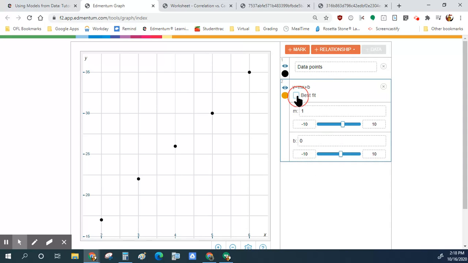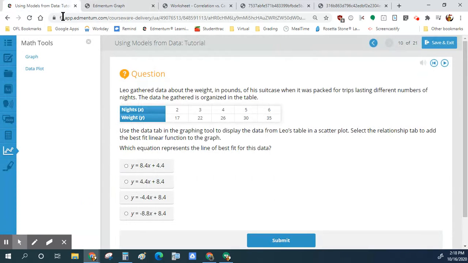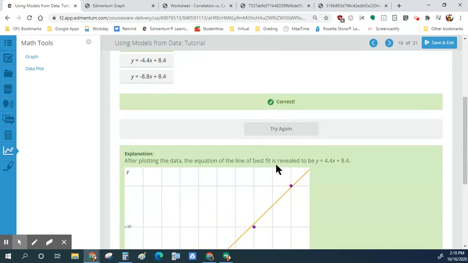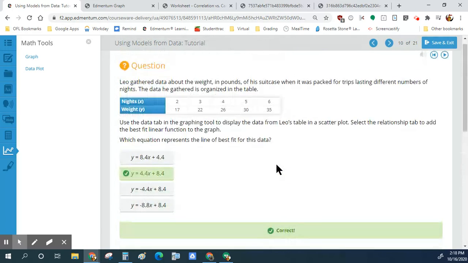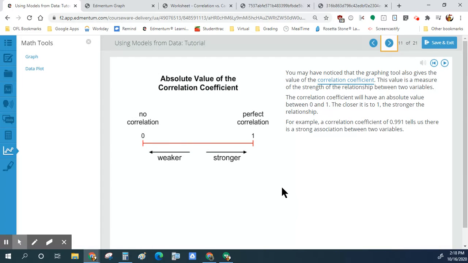I want to see the best linear fit. And this is going to give me the answer: 4.4x plus 8.4. And that's how we do this. So make sure you're using your graphing tools right here. Otherwise, this doesn't make any sense, and doing it by hand is way too complicated.